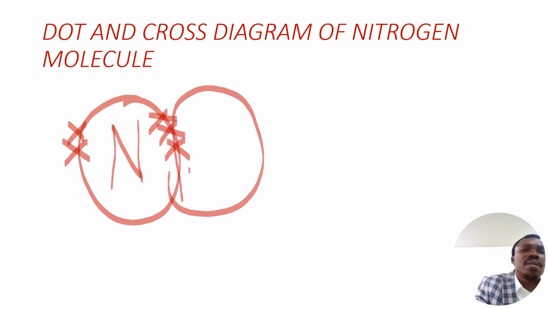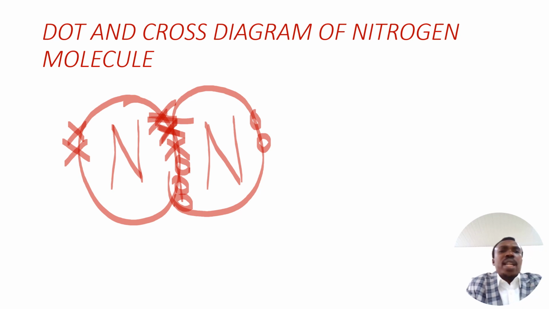We are using dots for the other nitrogen: 1, 2, 3, 4, and 5. So each of the nitrogen atoms contribute 3 electrons for the bond formation. So each of the nitrogen atoms has attained its octet state. So you have 1, 2, 3, 4, 5, 6, 7, 8, and 1, 2, 3, 4, 5, 6, 7, 8.